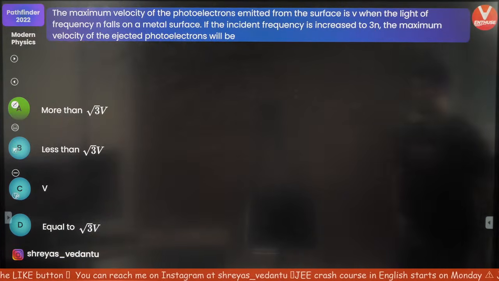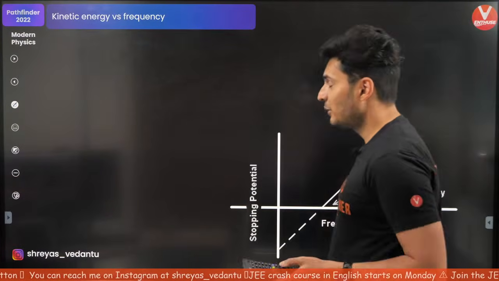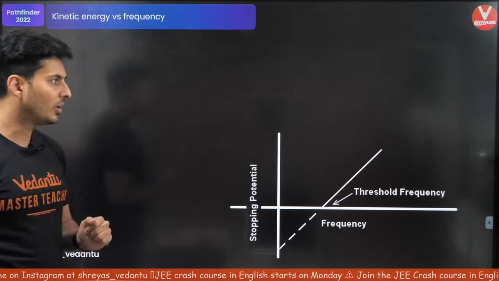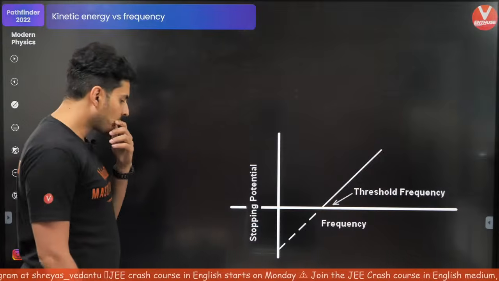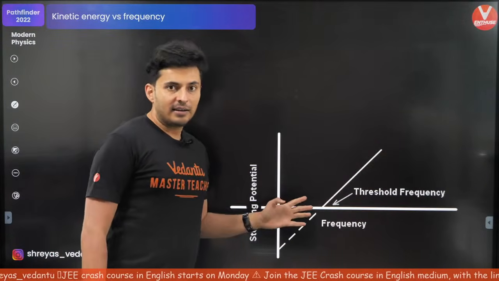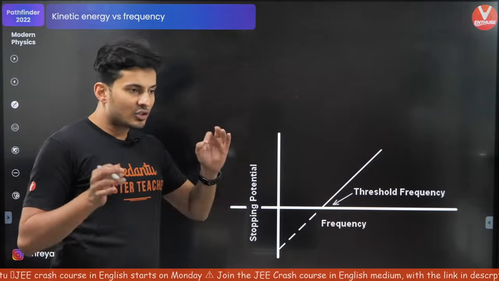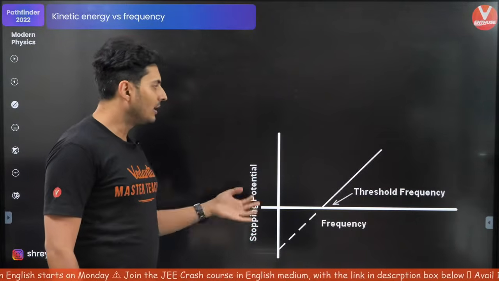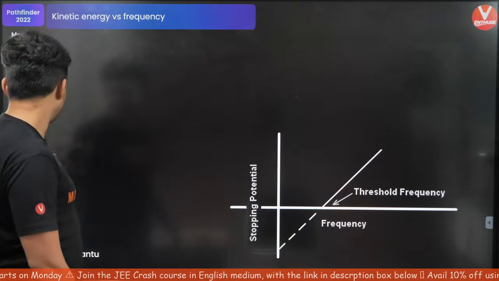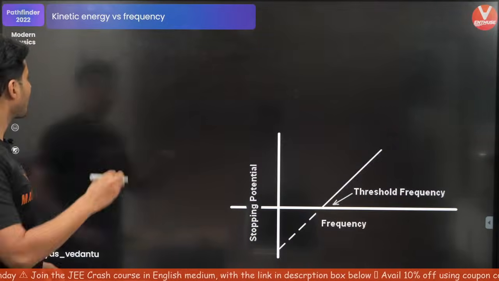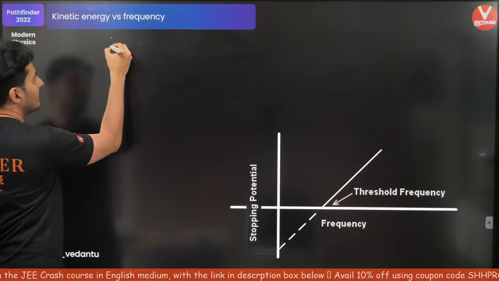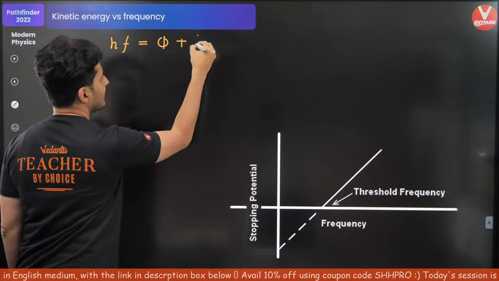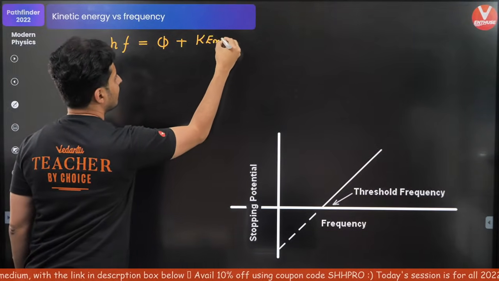Moving ahead to the next question coming up on your screen. But before that, I want to show you one interesting graph which will probably open up your eyes. This graph is so important that many of you probably wouldn't have realized it even after seeing it. I'll tell you what this graph is. Observe. Einstein's equation tells me hf is the work function plus the maximum kinetic energy.